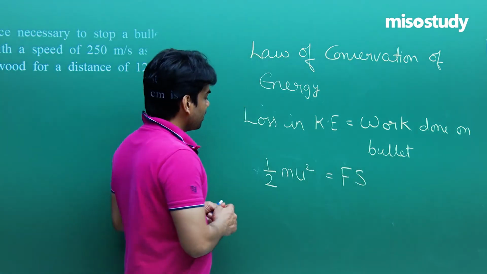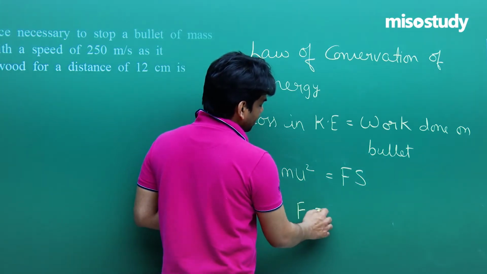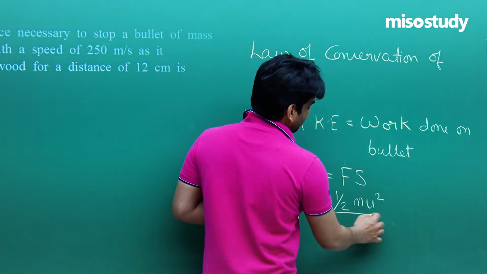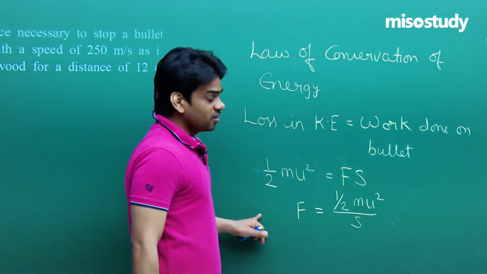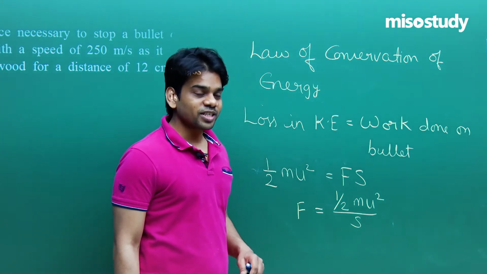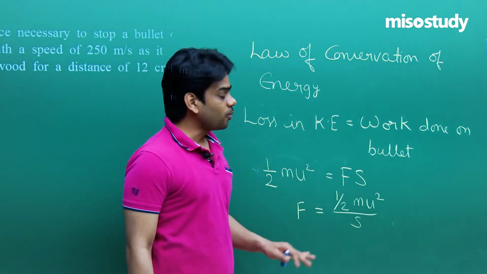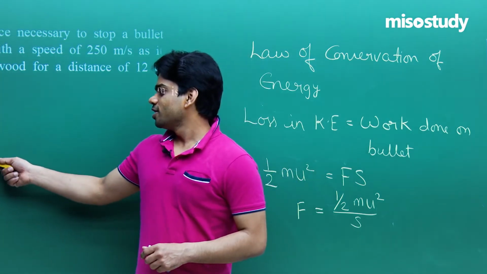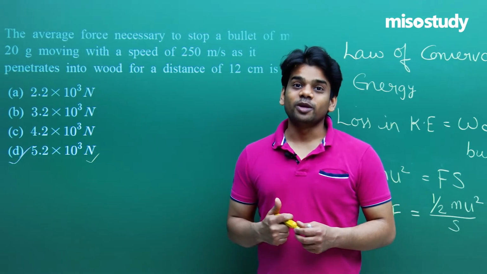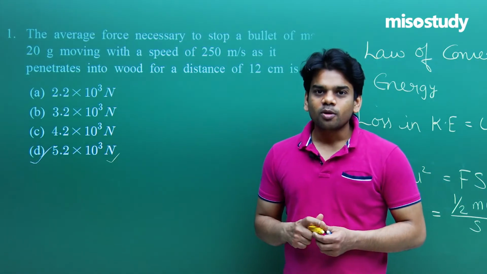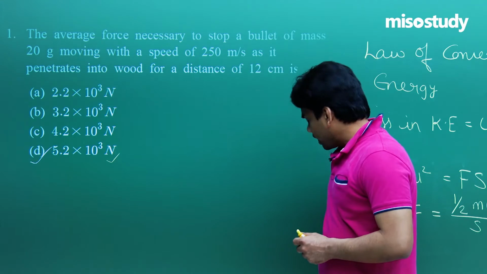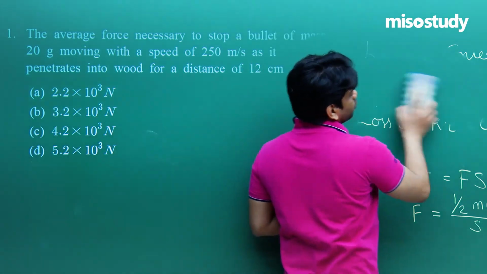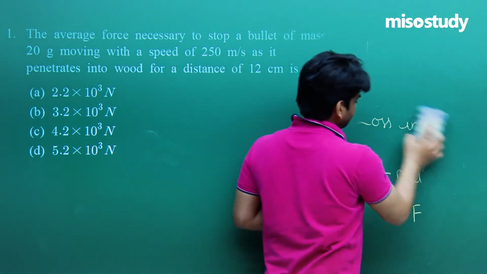Force we need to find out. This will turn out to be F is equal to half mu square divided by S. This is what is required in this given equation. Again you keep all the values and solve it, and you will get the same answer, that is 5.2 into 10 to the power 3 Newton. That calculation I am leaving to you, you just have to input the values of each of the variables. Both the methods we have discussed, and you can apply any one. The energy method will be quite simple and easy for us to apply and reach the result.